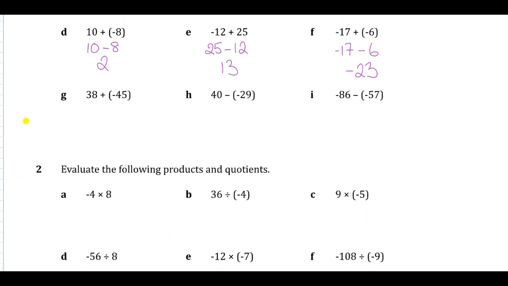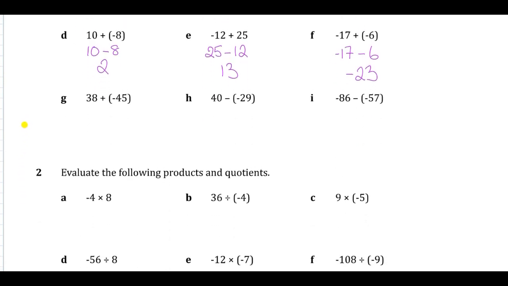Part G, 38 plus negative 45 is 38 take 45. That's the same. No, it isn't. 38 take 45. You can think of that as 45 take 38, the difference between them, but the difference will be negative because the 45 is larger. This will give me negative 7.